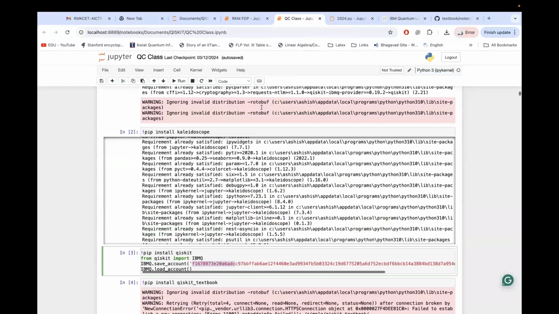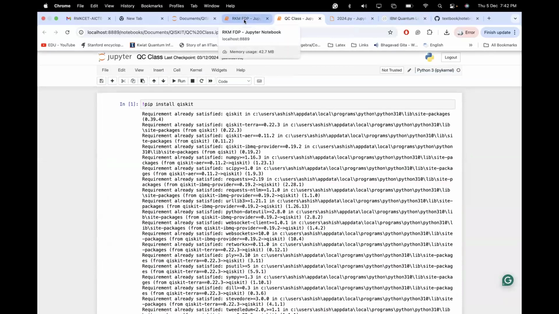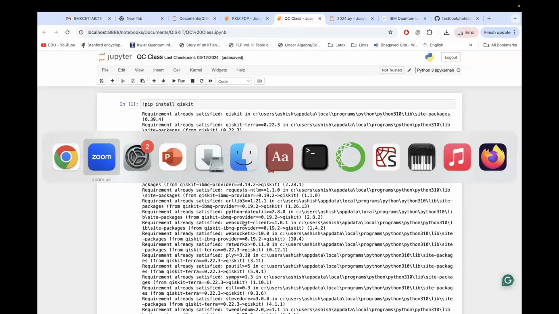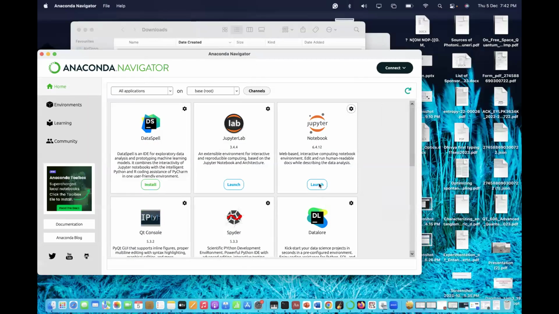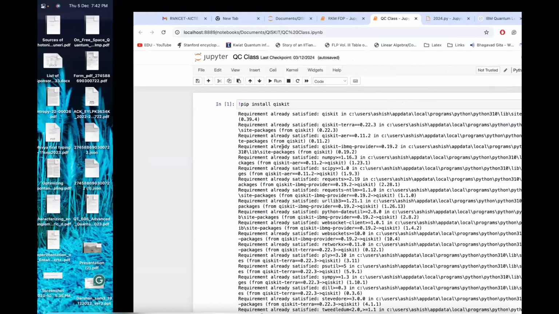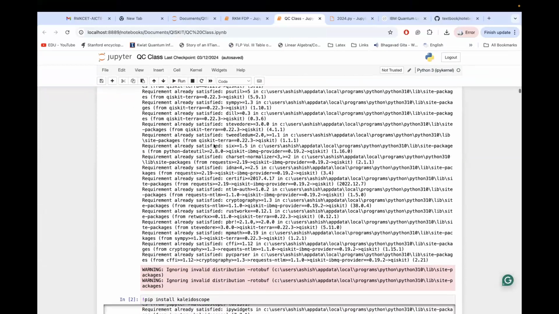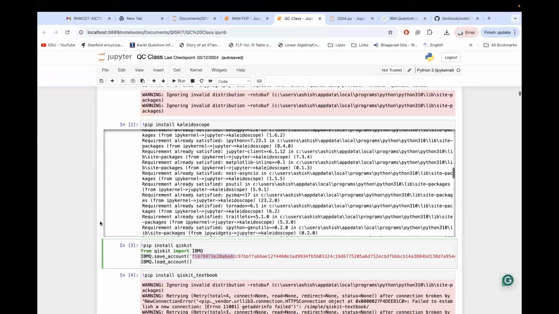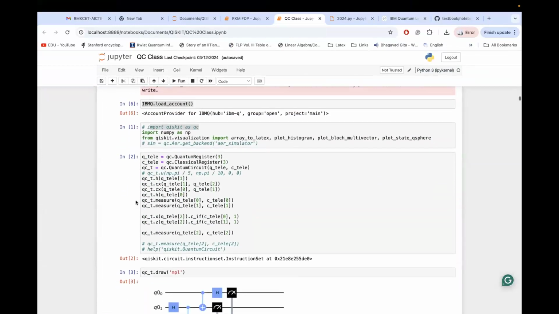For that, we are working in this Jupyter notebook. First you have to install a recent version of Anaconda, and from Anaconda you can launch the Jupyter notebook. If you launch it, you will get this site. There you have to do all these things, like the installation of Qiskit and kaleidoscope. After that, you have to load your account in this Jupyter notebook. Once everything is done, then you can work with Qiskit, right?